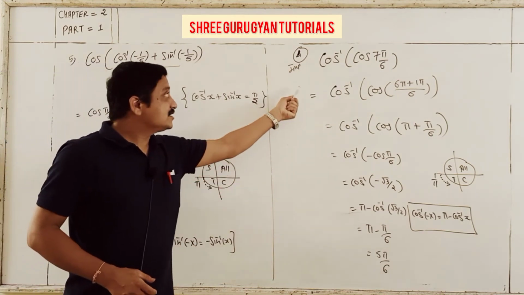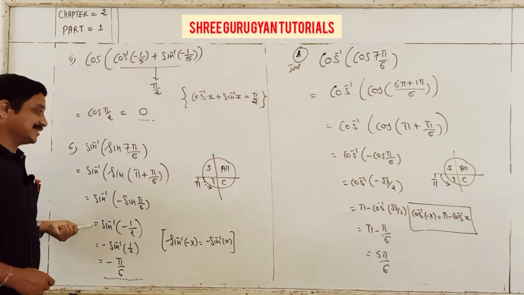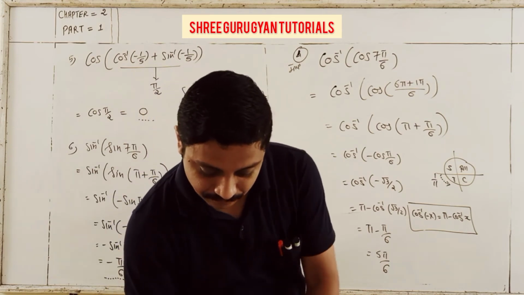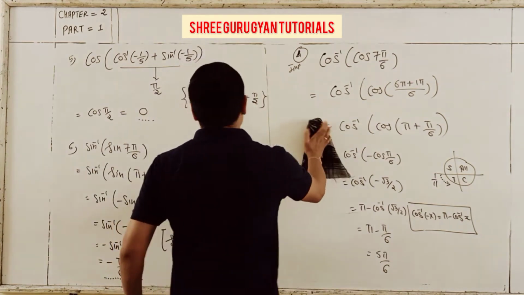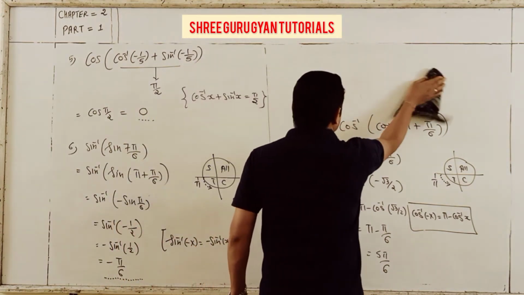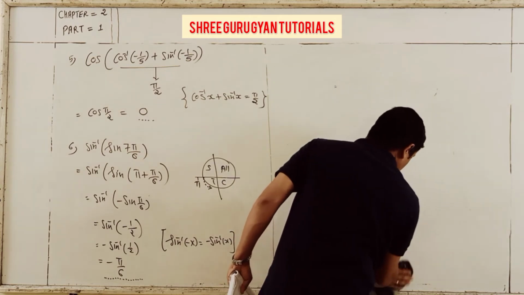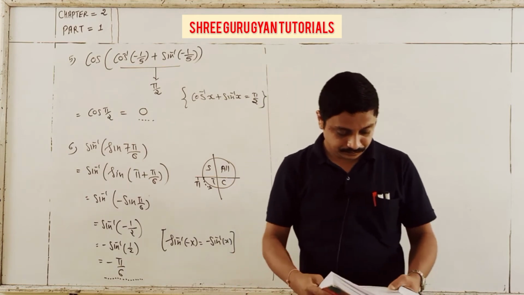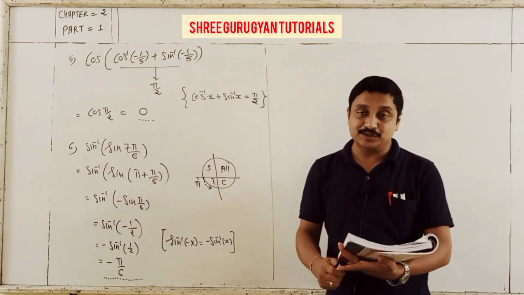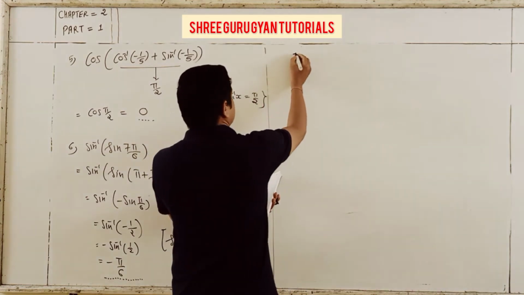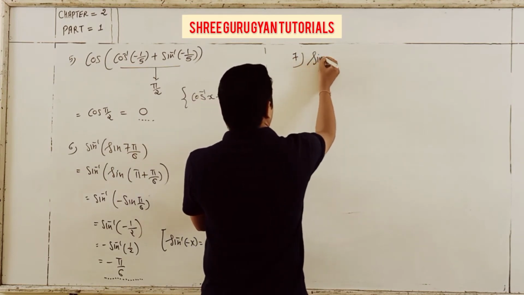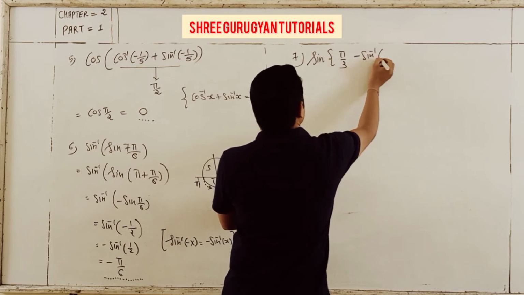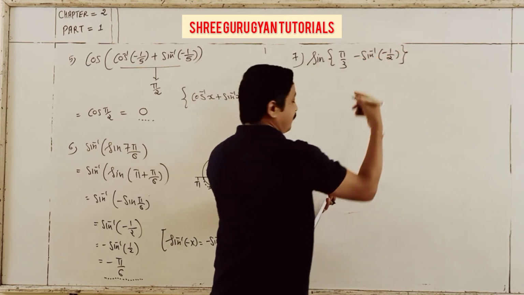And these are similar questions, 4th and 6th, only the external data is changed. Now moving towards the next question, the seventh one. Yes, 7th is also a very interesting sum. Sine of pi by 3 minus sine inverse half.